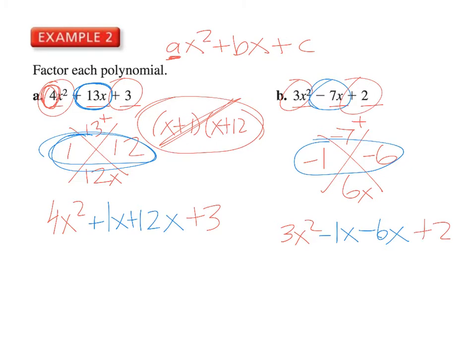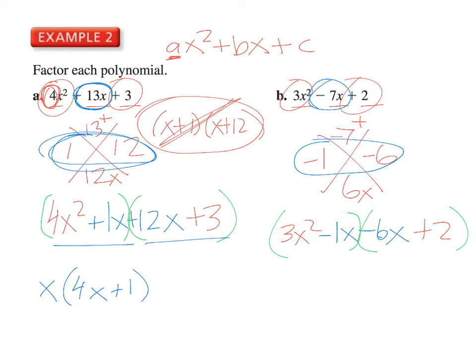All right, now we're using a new method known as the grouping method. For the grouping method, you group the first two terms and you group the last two terms. First two, last two. Then you ask yourself, what's the greatest common factor of the first group? Well, I could pull out an x. And what's left over? 4x plus 1. What can you pull out of the second group? I could pull out a positive 3.